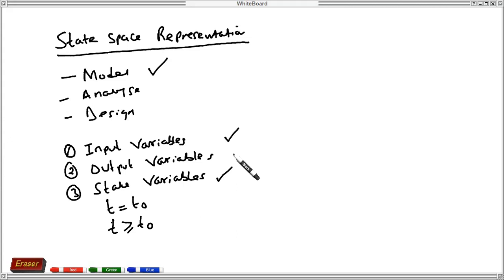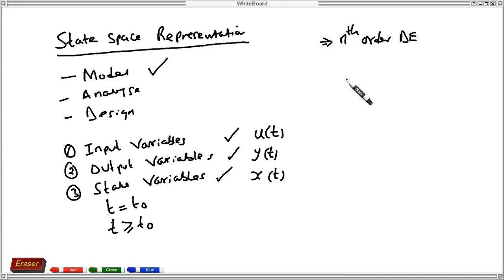For purposes of our discussion, we will use u of t to denote the input variables, y of t to denote the output variables, and x of t to denote the state variables. Now, any given system can be modeled mathematically using a differential equation, and depending on the order of the system, we can have an nth order differential equation that represents that system.